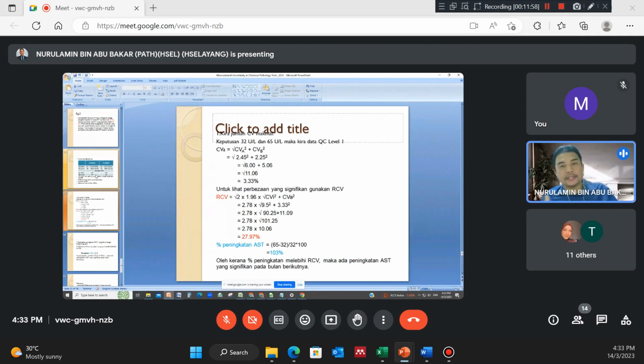So honestly, I'm used to this approach. I will calculate the RCV based on the standard formula, 2.78, the magic number, and then we multiply by the square root of CVI plus CVA. So in this case, we get 27.97, right? And then of course, we compare the RCV value that we get here with the difference between two consecutive results that we got earlier, which is a 103% difference. So for me, if the difference of two consecutive results is more than the RCV, that is considered a significant difference.